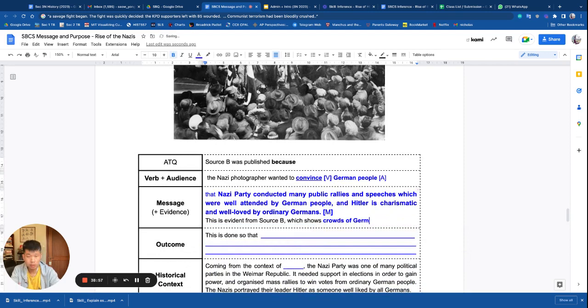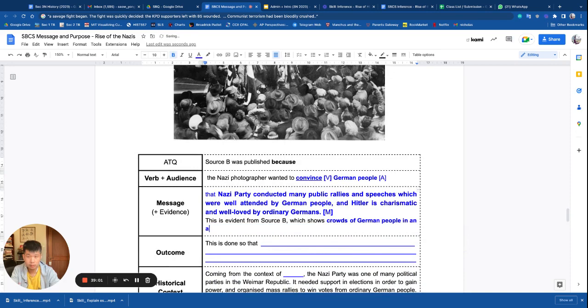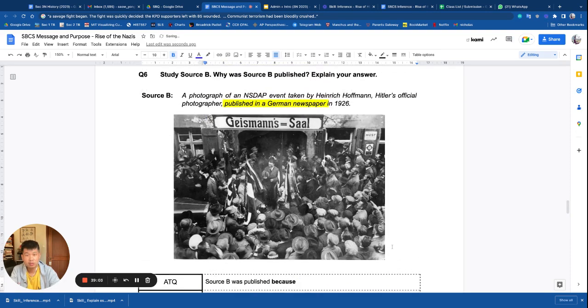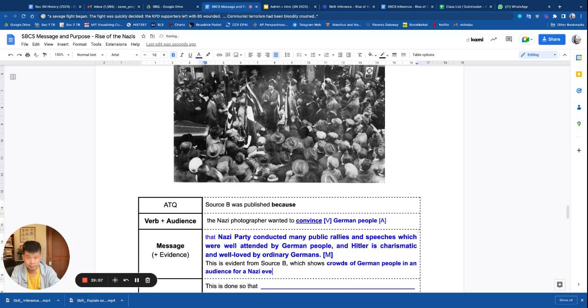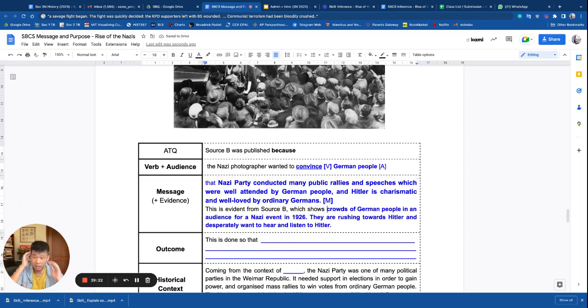crowds of German people in an audience for a Nazi event in 1926. They are rushing towards Hitler and desperately want to hear and listen to Hitler. So this is my evidence. This is done so that audience action, final result.